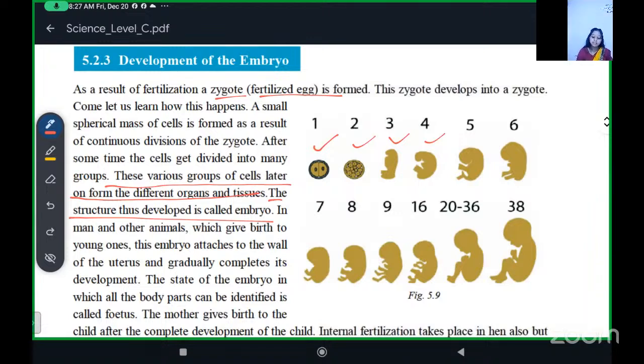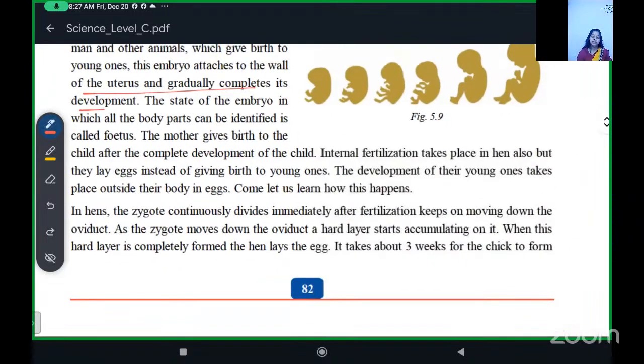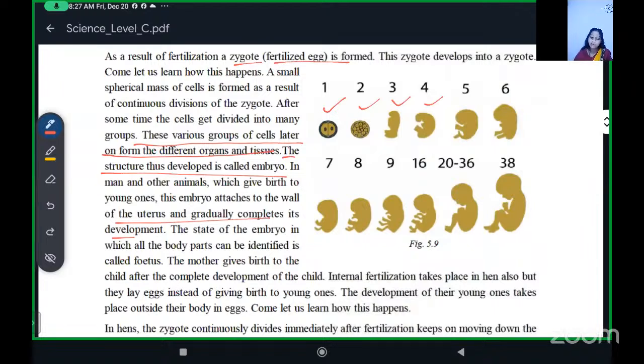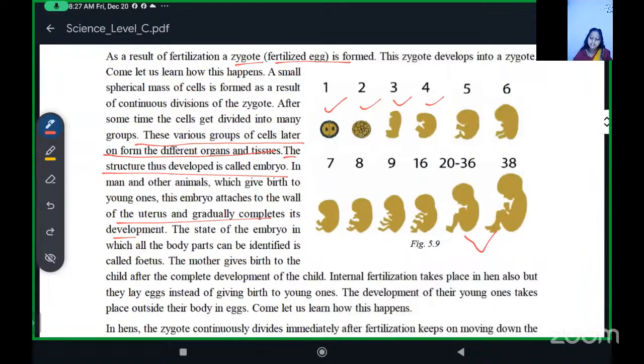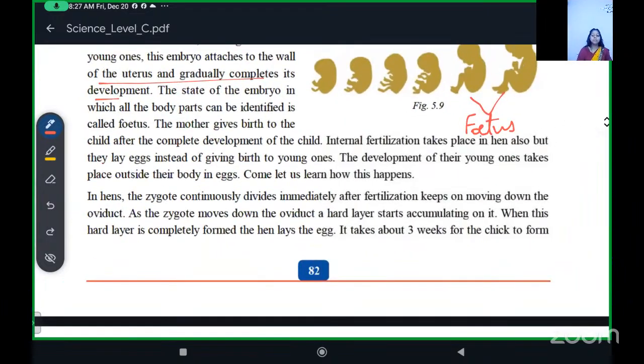Then in humans and other animals which give birth to young ones, this embryo attaches to the wall of the uterus and gradually completes its development. The state of the embryo in which all the body parts can be identified is called a fetus. Basically, the stage where you can identify the body parts is known as the fetus. The mother gives birth to the child after the complete development of the child.